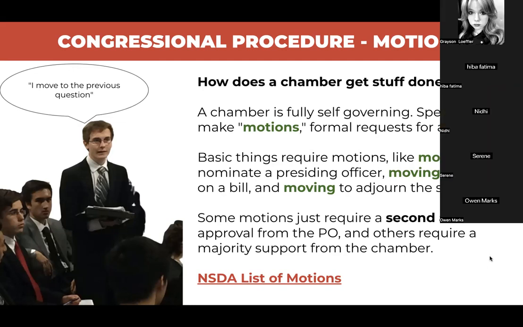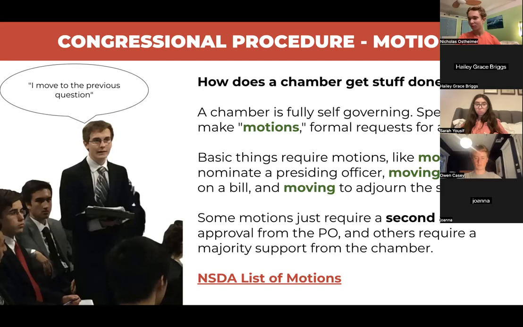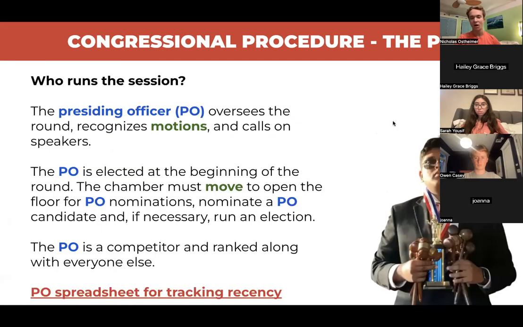Now, you may have noticed I mentioned a PO. What is that? It's the presiding officer. They are the person responsible for running the session. And notably, they are actually a student elected from the legislators in the room. They have a very unique responsibility in terms of running the chamber and making sure everything goes smoothly. The PO oversees the round, recognizes the motions, processes the motions, as well as calling on speakers and giving them time signals during their speeches.